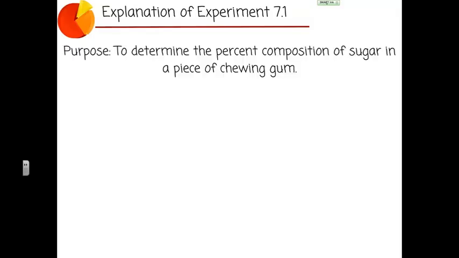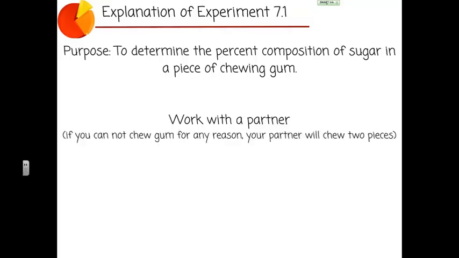Tomorrow's experiment will be experiment 7.1. The purpose of the experiment is to determine the percent composition of sugar in a piece of chewing gum. You will work with a partner. However, if you cannot chew gum for any reason, your partner will then have to chew 2 pieces.